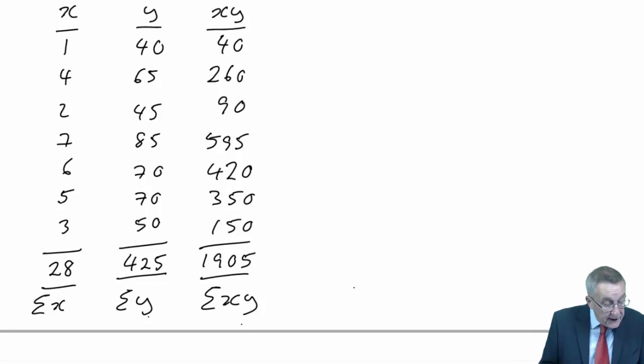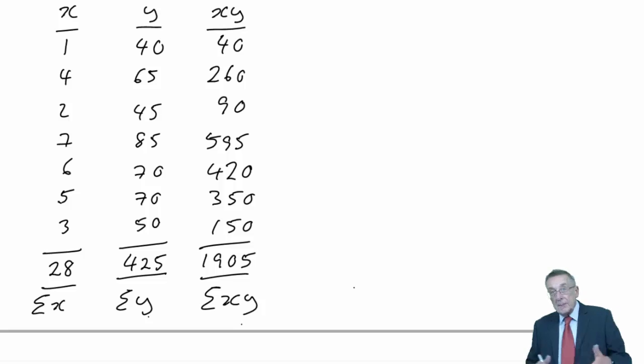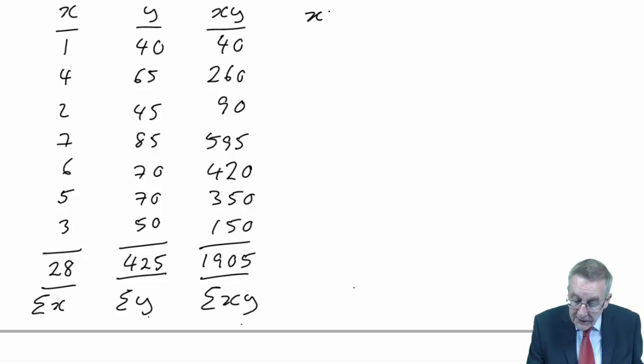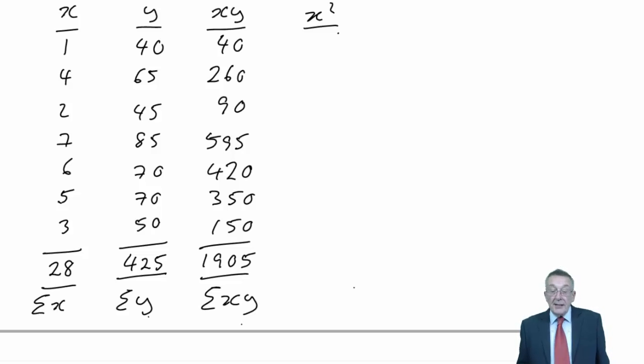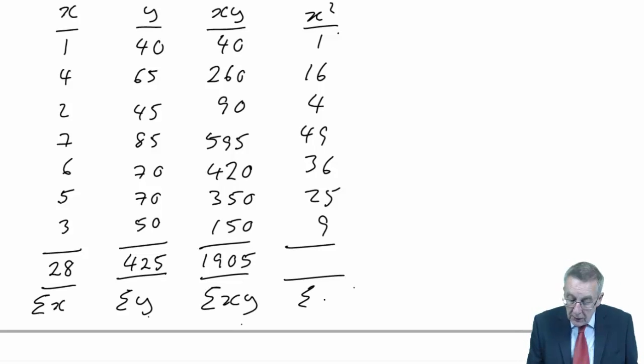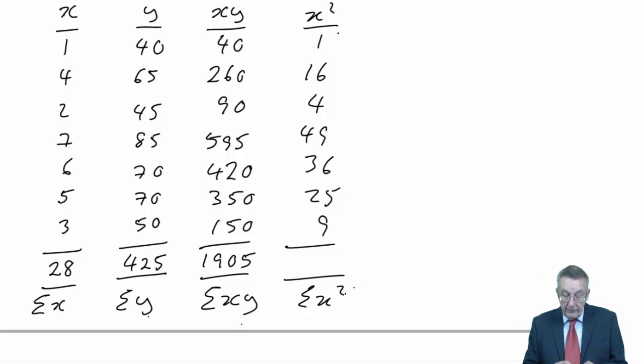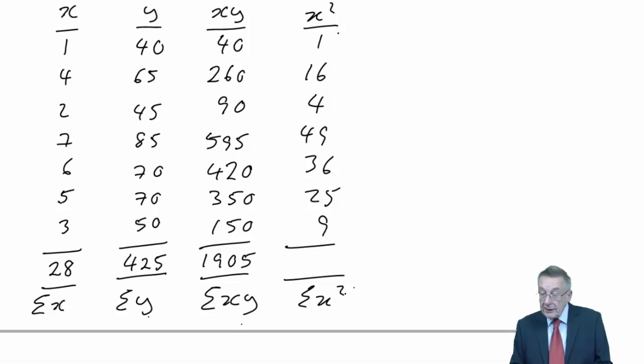What else? Any other sigmas? We have sigma x, sigma y, sigma xy. The remaining one is sigma x squared. So again, it's the sum of what comes after it. It's the sum of all the x squareds. So let's square them all. 1 squared is 1, 4 squared is 16, 2 squared is 4, 7 is 49, 6 is 36, 5 is 25, 3 is 9. And so the total, or sigma x squared, is 140.